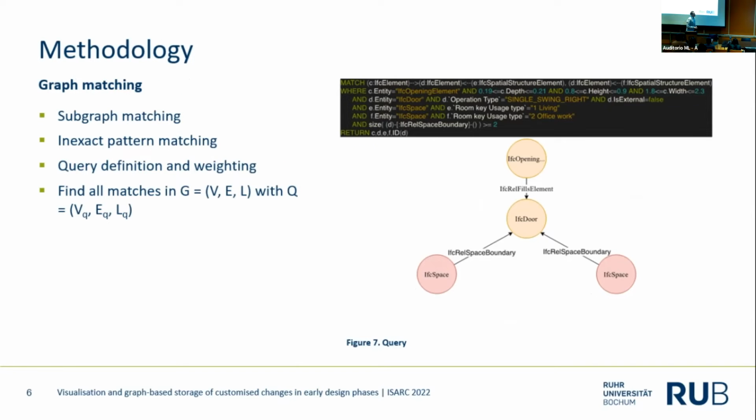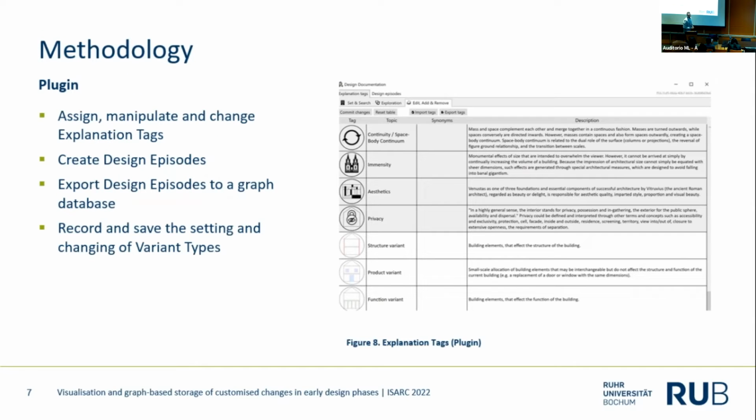As already told, for the graph pattern matching, we use the subgraph matching because you will never find a one-to-one isomorphism in two buildings. So you will never find the same graph you are searching for in the database. And within this inexact pattern matching, you can query through the graph database and find a match out of a graph database for the idea you are looking for.